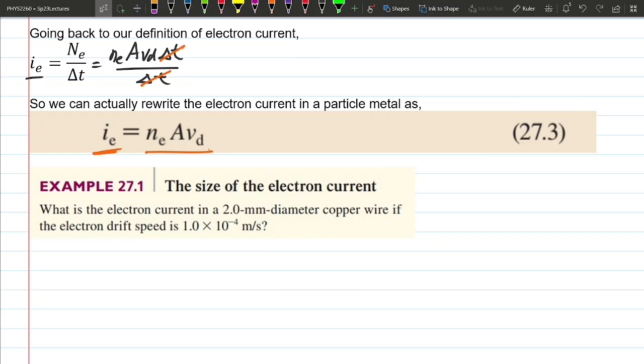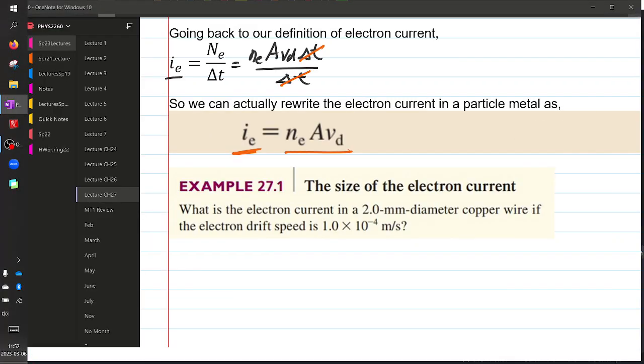All right, so I think tomorrow I'll start off with this equation, do an example, and then get started from there. I think that's a good stopping point.